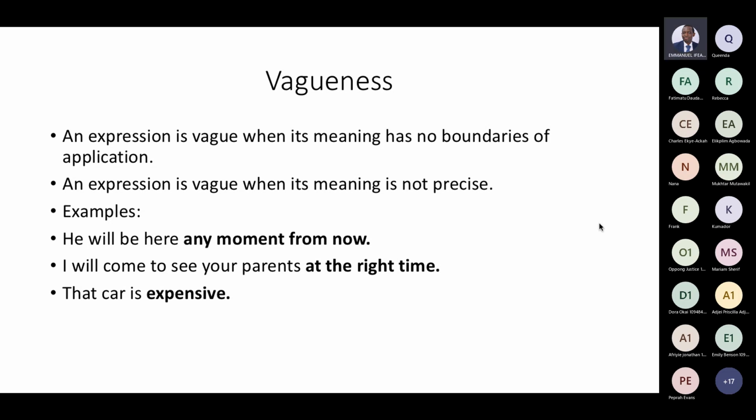That car is expensive. Now, expensive only tells us that something is not easy to buy. But how expensive? What is the range? Is it 100,000 cedis, $100,000, or $1 million or whatever? You wouldn't know. What it just tells you is that it's expensive. So expensive is vague because it has no boundary of application.